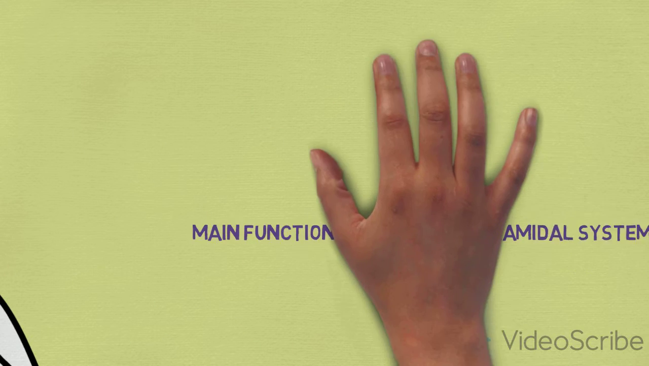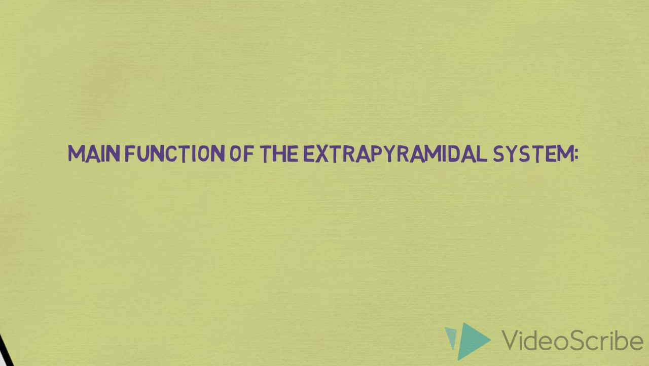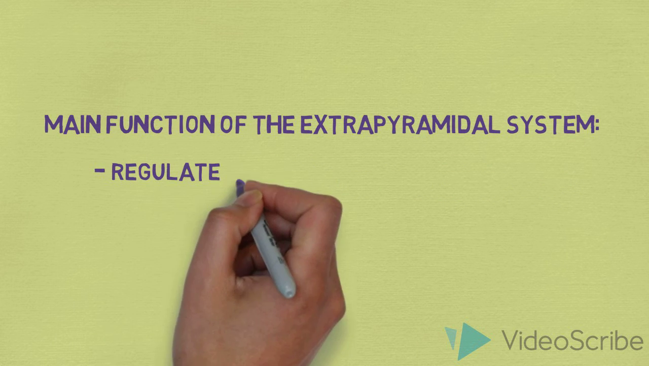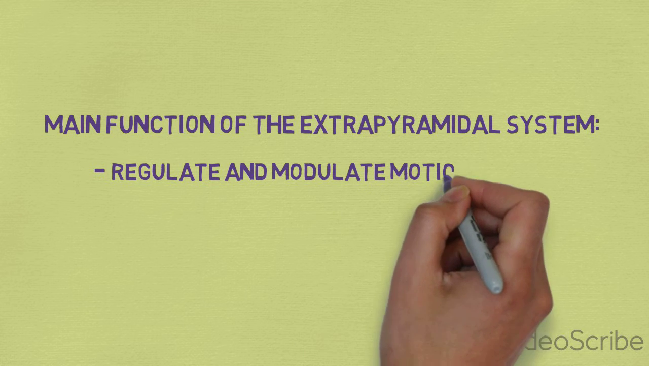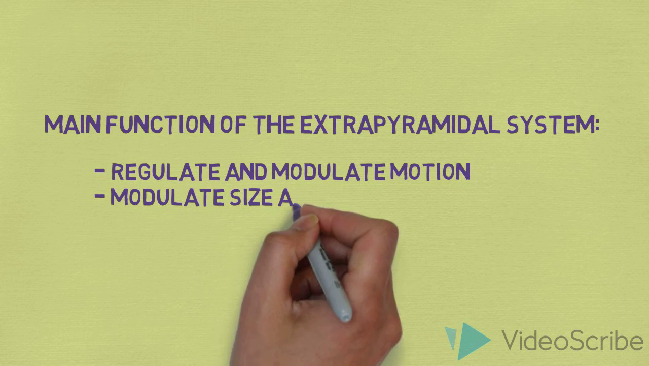The main function of the extrapyramidal system is to help regulate and modulate motion, as well as modulate size and force of movements.